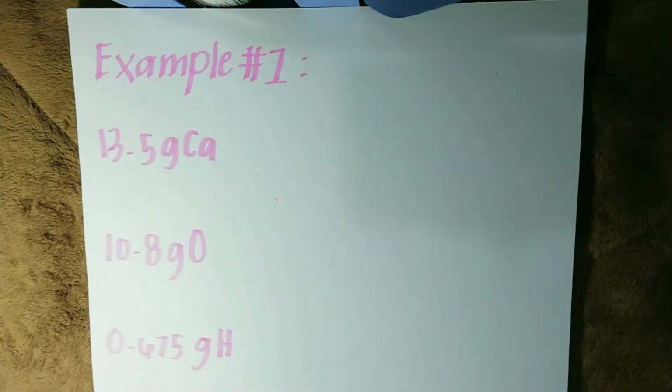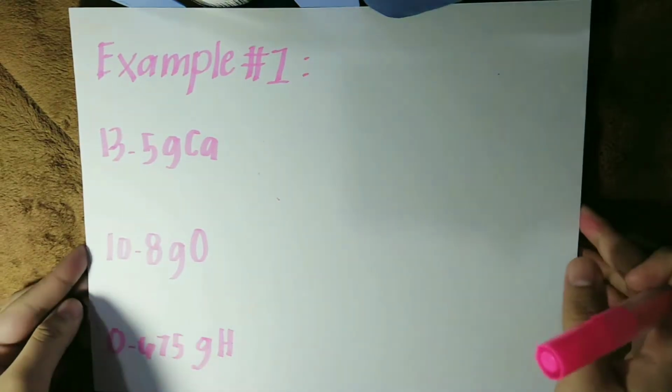For example number 1, we first have to list down the grams of each element given in the problem. So there we have 13.5 grams of calcium, 10.8 grams of oxygen, and 0.675 grams of hydrogen. Next step is to convert the mass of each element to moles using the molar mass in the periodic table. Okay, let's start.